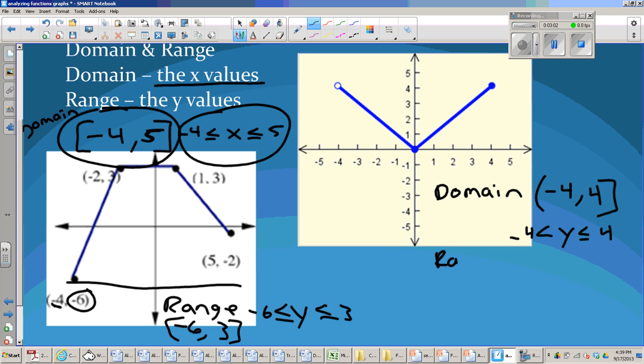Now let's do range. What's the lowest we go? 0. The highest we go is +4. Closed circle at 0. We have an open circle and a closed circle at 4. We're going to use closed. Write this as a compound inequality. y is between 0 and 4, so the range is between 0 and 4.